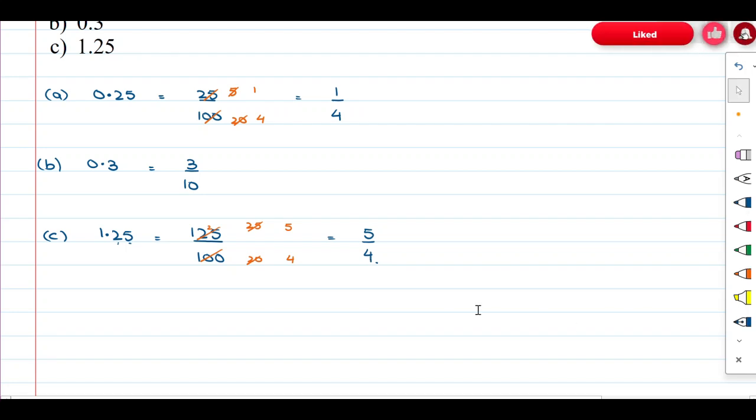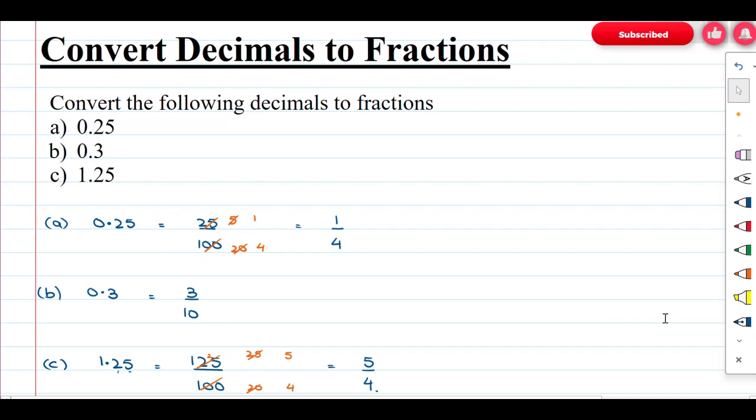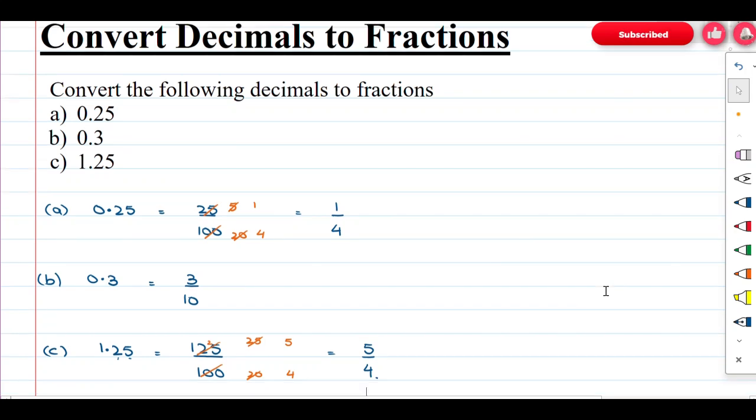So this is how you convert a decimal number into a fraction. The first thing is to count the number of decimal places, how many digits after the decimal point, and then according to that you divide by 10, by 100, by 1000, by 10,000, and so on, and then you can simplify the numerator and the denominator. You will get the fractional representation of those decimal numbers.